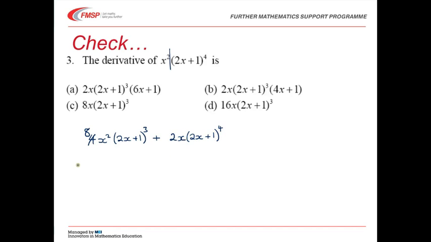I can tidy this up a bit because I've got all those x's and (2x plus 1)'s to different powers. So I've got an x in both of them, and I've got a (2x plus 1) cubed in both of them, and I've got a factor of 2 in both of them. So what have I got left for the first term? Well, I need a 4 and an x, and that's all. And for the second one, the 2x is out the front, so it's just the 2x plus 1. So that's 2x times (2x plus 1) all cubed times (6x plus 1).